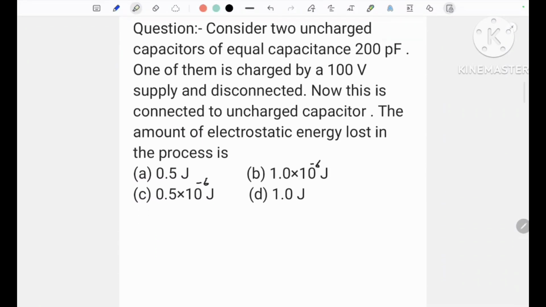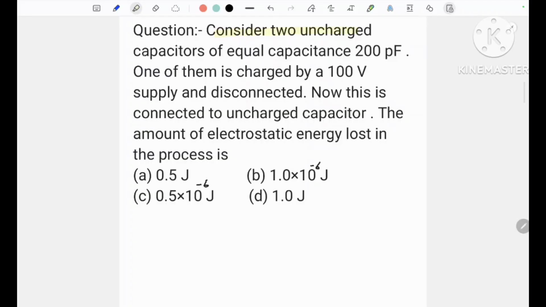Next, consider two uncharged capacitors of equal capacitance 200 picofarad. One of them is charged by 100 volt supply and disconnected. Now this is connected to uncharged capacitor. The amount of electrostatic energy lost in the process is 0.5 joule, 1.0 into 10 to the power minus 6 joule, 0.5 into 10 to the power minus 6 joule, 1 joule.